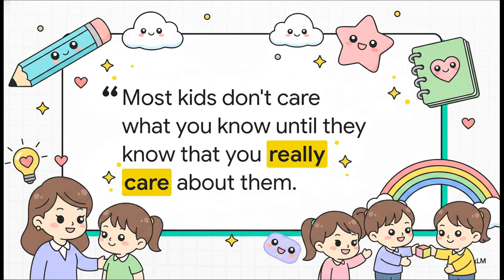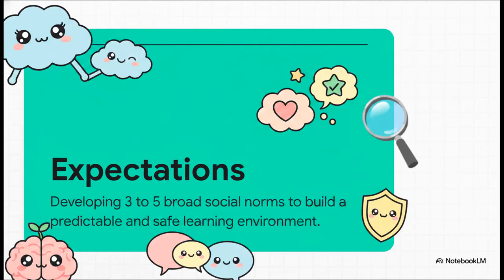Most kids don't care what you know until they know that you really care about them. It beautifully captures it. When vulnerable students, especially those experiencing the emotional distress of trauma, start to see your genuine efforts to build a relationship, they develop trust. And that trust creates a profound, essential sense of safety. Purposeful rapport building doesn't just help that individual student, it shifts the climate of your entire classroom, and it fosters positive peer interactions too.